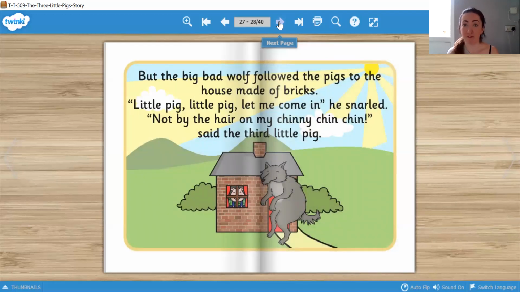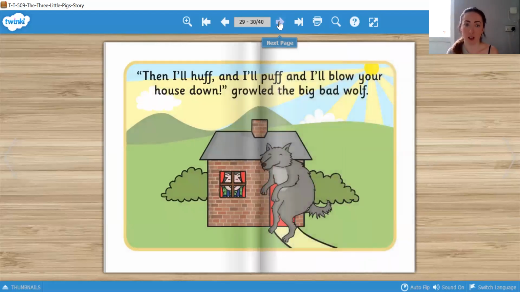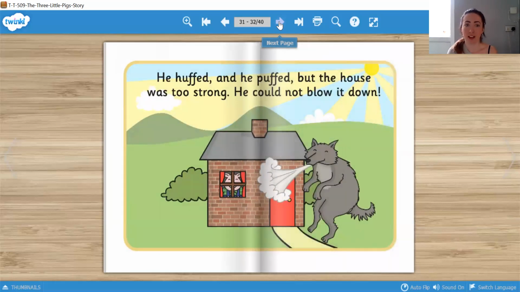But the big bad wolf followed the pigs to the house made of bricks. Little pig, let me come in, he snarled. Not by the hair on my chinny chin chin, said the third little pig. Then I'll huff and I'll puff and I'll blow your house down, growled the big bad wolf. He huffed and he puffed, but the house was too strong. He could not blow it down.